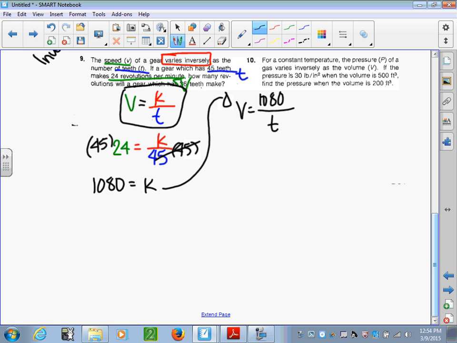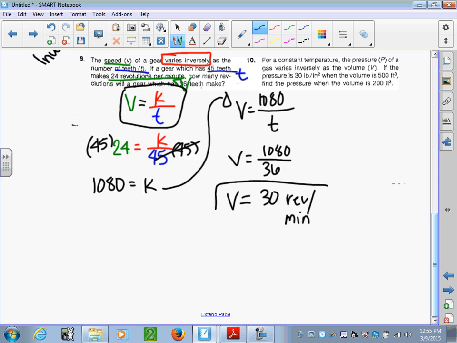Alright, so I want to know how many revolutions a gear which has 36 teeth will make. So I'm going to plug in 36 for T. I still have my constant of variation of 1080 equals V. So 1080 divided by 36 gives me 30 revolutions per minute. Okay, so there's an inverse variation example.